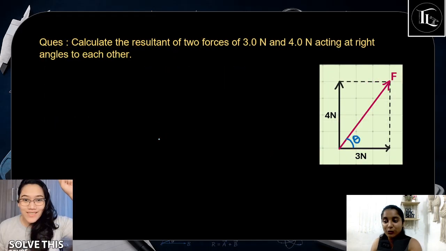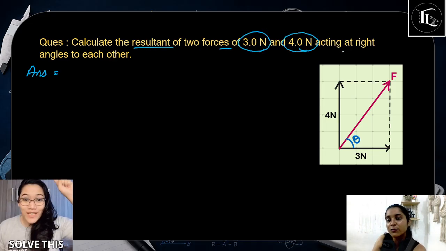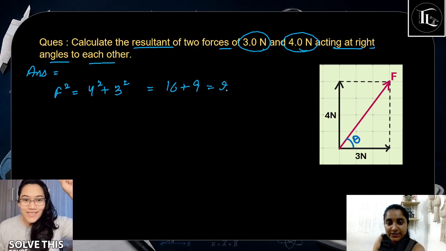Let us solve a question now. We have to find the resultant of two forces. One is 3 Newton and the other is 4 Newton, acting at right angle to each other. So here is the diagram. We have 3 Newton, we have 4 Newton and they both are making 90 degree with each other. The resultant would be the diagonal of this parallelogram or rectangle. We know the formula directly, so we can use that. F square is equal to 4 square plus 3 square, which is 16 plus 9, that is 25. So F is equal to square root of 25, which is 5 Newton.